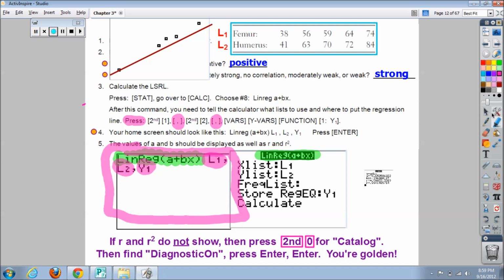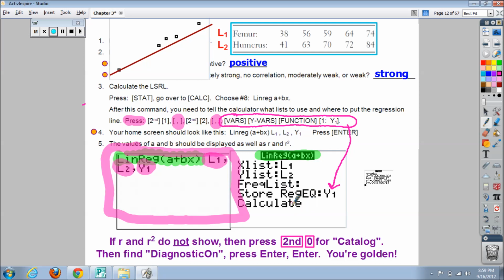Now if you've got the newer software, usually these are probably already put in there for you, but your X list, you need L1, Y list L2, and then Store RegEQ. That's where you're going to follow along with these steps right here to get that Y1 into place there.